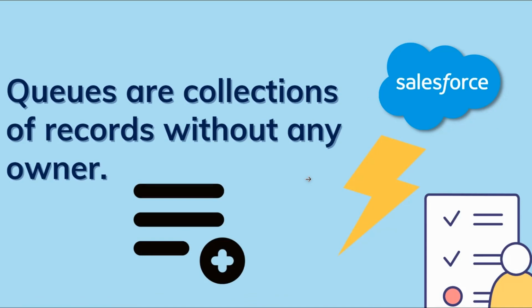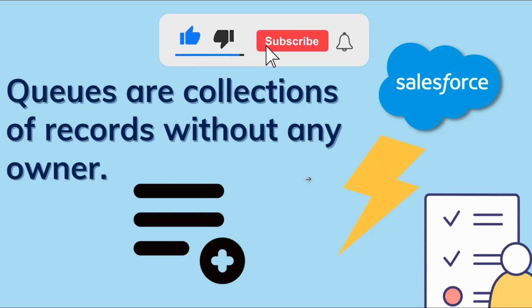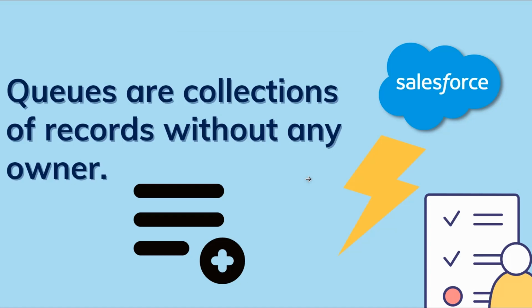what are queues in Salesforce. So in Salesforce, records can be distributed, prioritized, and assigned to teams with shared workload using Salesforce queues. And anyone with access to the queue is able to look through each record and claim ownership of the ones they desire. In short, you can say that queues are a collection of records without any owner.